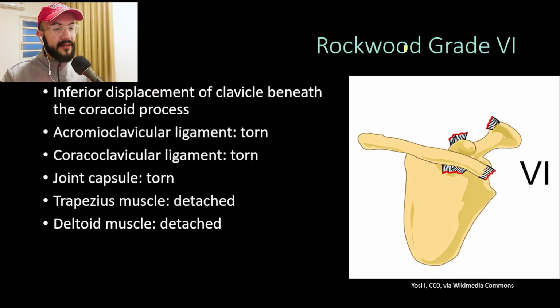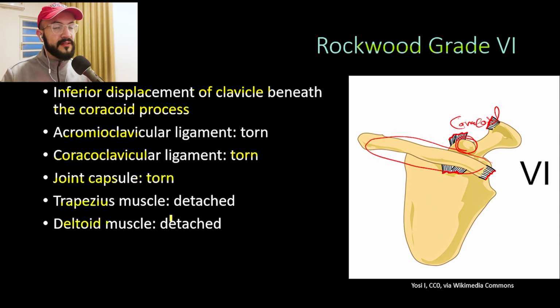And finally, we have grade 6. This is when there is inferior displacement of the clavicle beneath the coracoid process. As you can see in this picture, in grade 6, the clavicle would be displaced below or beneath the coracoid process, as you can see in this picture here. Now the acromioclavicular and the coracoclavicular ligaments are both torn, as you can see, and the joint capsule is torn.